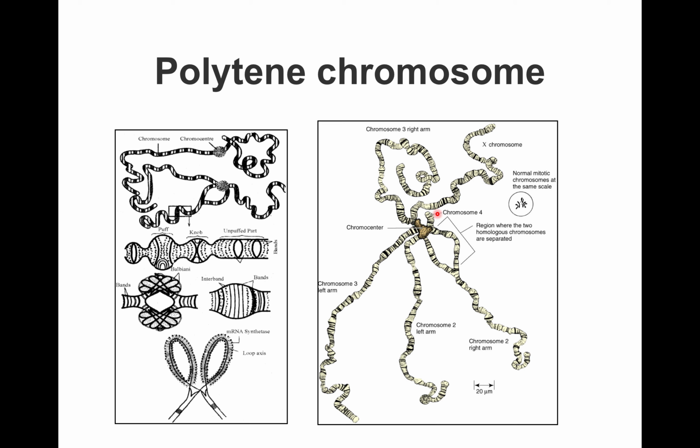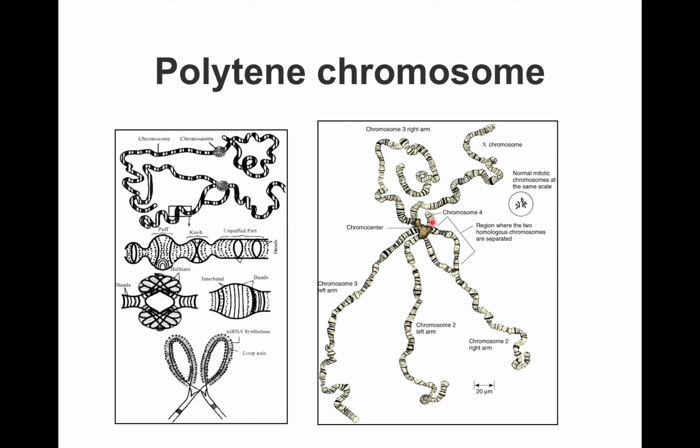Again 1, 2, 3, 4, 5 and 6. Total 6 radiating arms. 5 are long arms, and 1 is a short arm. The fourth chromosome is the shortest one.